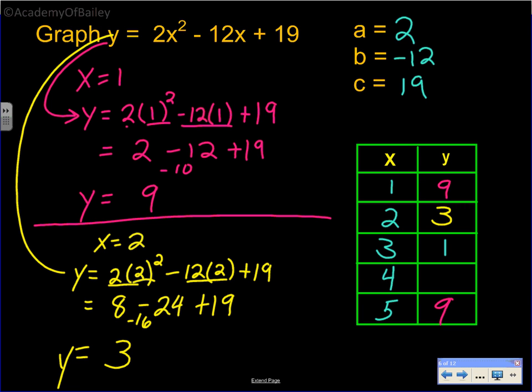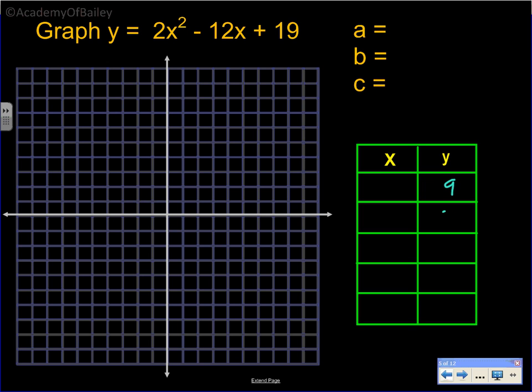And since 2 is 1 away from the vertex of 3, 4 is also 1 away. So 4 will have a y value. When x is equal to 4, y will be 3. So you have your 5 points, and you can go ahead and graph these 5 points.